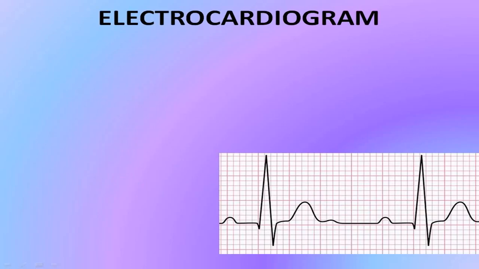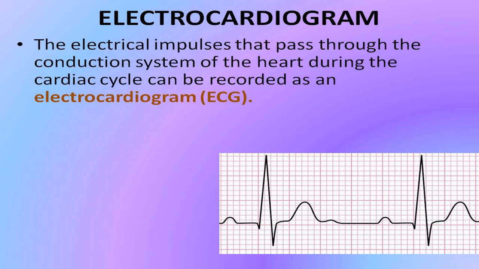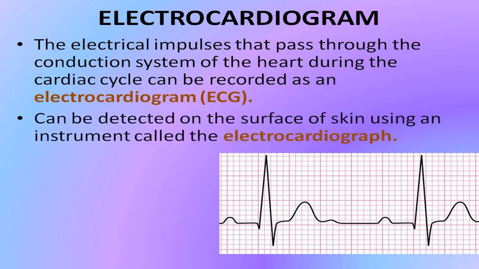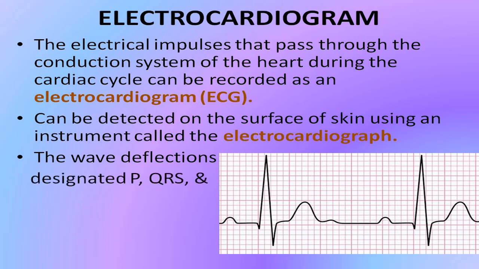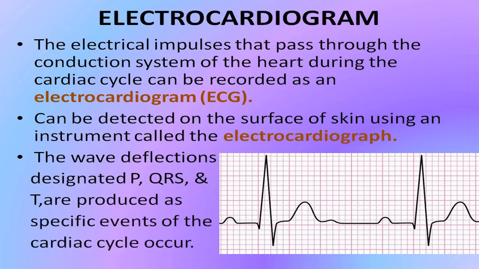What is electrocardiogram? The electrical impulses that pass through the conduction system of the heart during the cardiac cycle can be recorded as an electrocardiogram or ECG. In the previous lecture, you learned about cardiac cycle, that is the contraction and relaxation of different chambers of the heart for the pumping of the blood. It is recorded on the surface of skin using an instrument called the electrocardiograph, and ECG represents reflection of waves designated as P, Q, R, S, and T, which are produced during the specific events of the cardiac cycle.